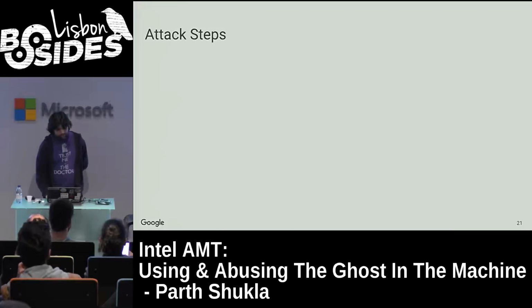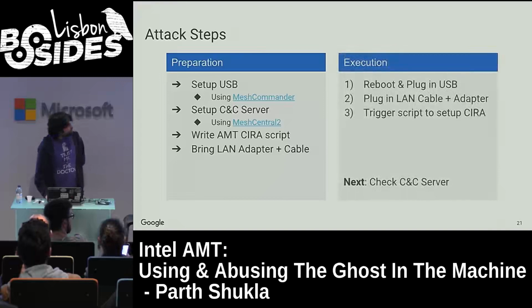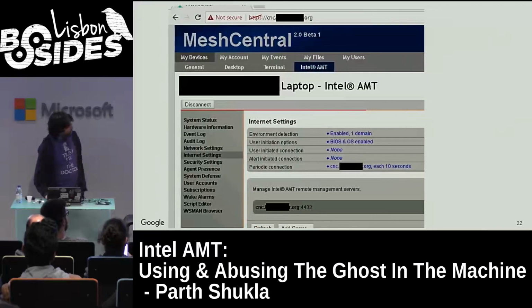Okay, so attack steps. Set up USB, set up command and control server, write AMT Sierra script, bring LAN adapter and cable. Execution is reboot, plug in USB, plug in the LAN cable and adapter, trigger script to set up Sierra, and then walk away. Results.